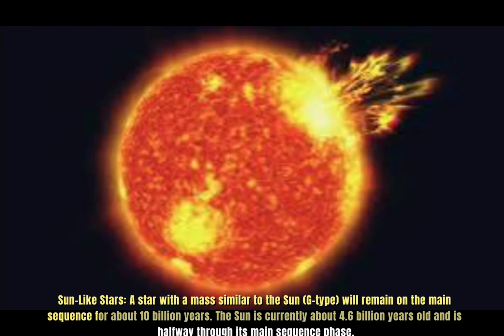Sun-like stars: a star with a mass similar to the Sun, G-type, will remain on the main sequence for about 10 billion years. The Sun is currently about 4.6 billion years old and is halfway through its main sequence phase.